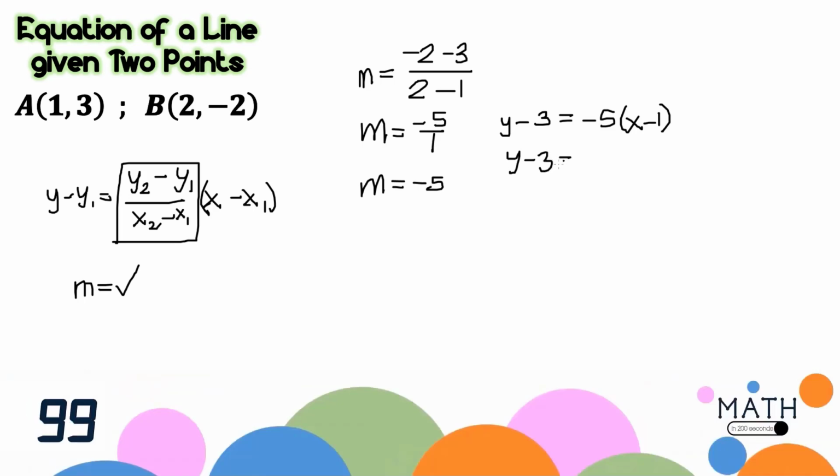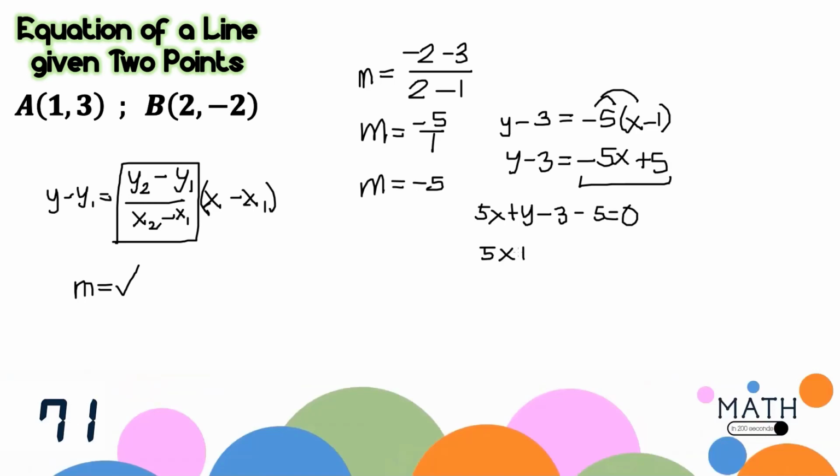y minus 3 is equal to, simply use the distributive property, negative 5x, and you will have here plus 5. Then we transpose all of this to one side of the equation to come up with the general form. We'll have 5x plus y, then minus 3 and minus 5, equal to 0. This will give us a result of 5x plus y minus 8 equal to 0. This is the equation in general form.